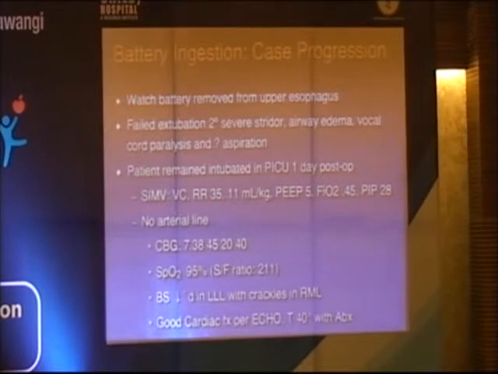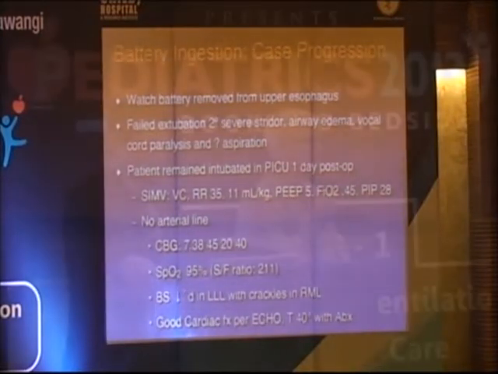This patient failed extubation secondary to severe stridor, airway edema, vocal cord paralysis, and questionable aspiration. So there might be some reasons, and Jerry's going to elaborate on some of those reasons why a watch battery may cause all of this problem in this baby. So this baby aspirated this watch battery, and what didn't actually get down into the trachea was probably in the esophagus, maybe with coughing or whatever, may have moved more proximally.